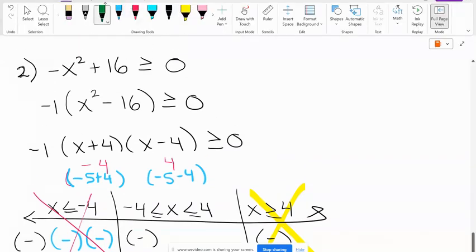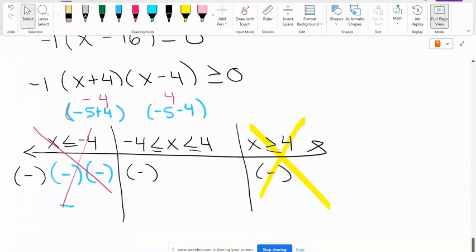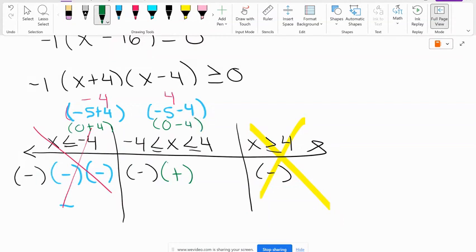So now I need a number between -4 and 4. Can I choose 0? Yes. So we're going to have 0 + 4, positive. What about 0 - 4? Negative. But then I have a negative times a positive times a negative. Isn't that a positive? So this is our winner.